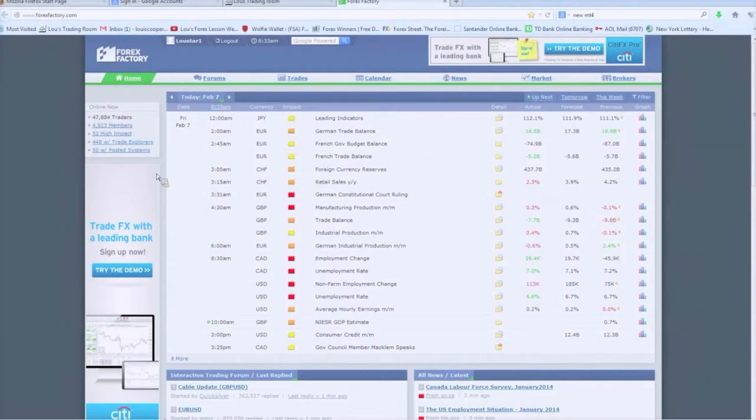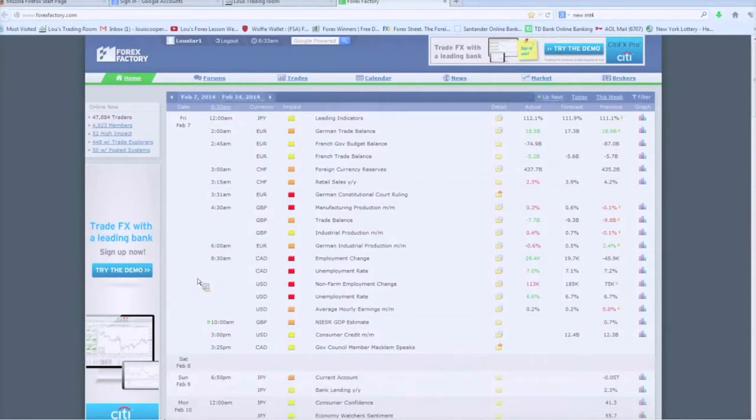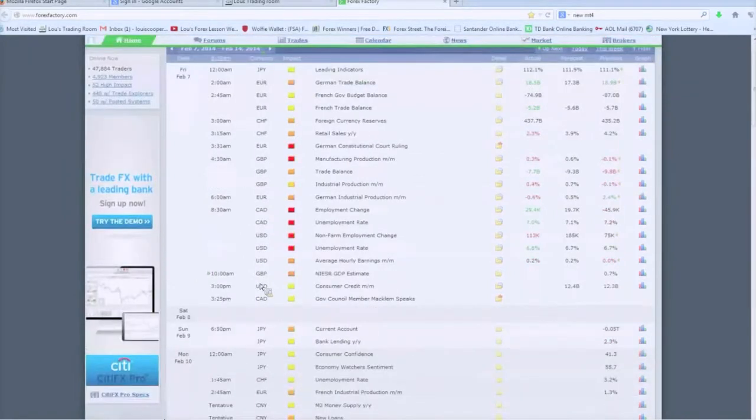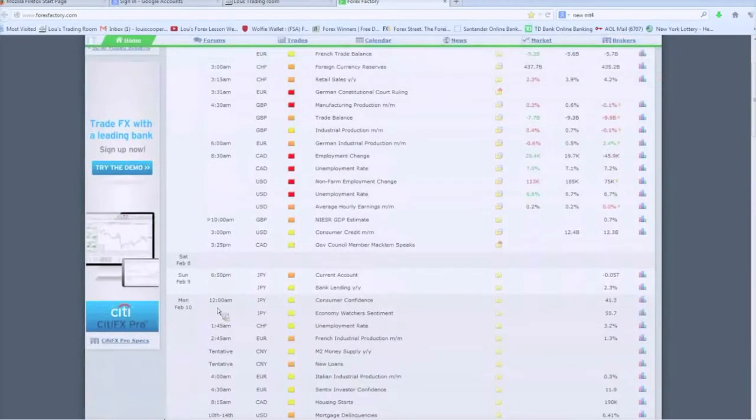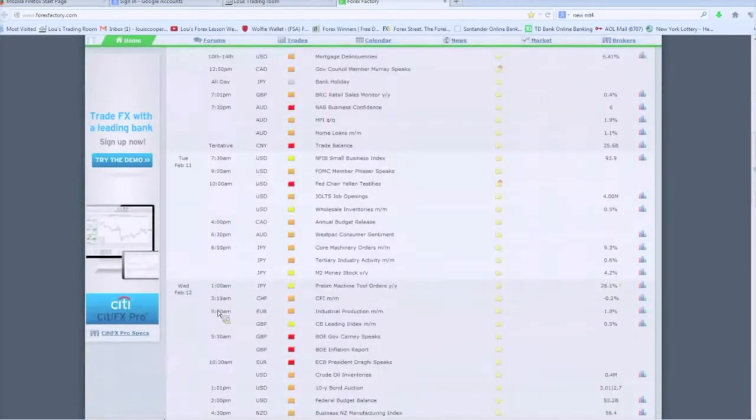Okay, so it lists the news event. Now you can have like a week's worth of news events in this column. All right. And as you can see, if I hit more, this goes for Saturday, Sunday. So you can know ahead of time what major news events are coming out.